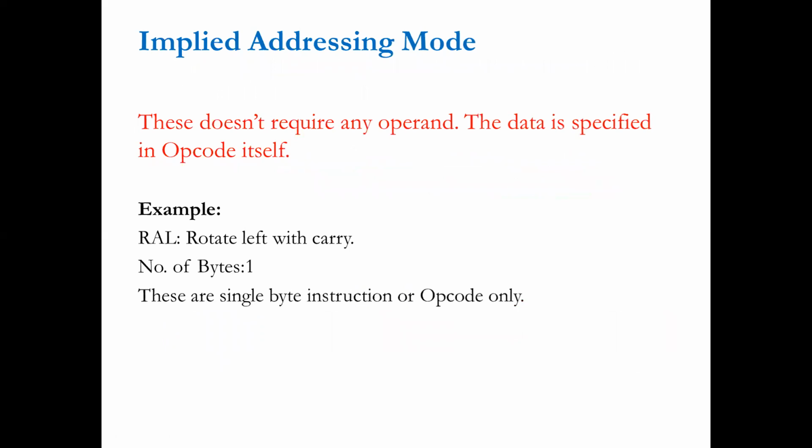Next, the implied addressing mode. This does not require any operand. The data is specified in the opcode itself. For example, RAL, rotate left with carry, and RLC, rotate left without carry. The number of bytes is 1. These are single-byte instructions, opcode only.